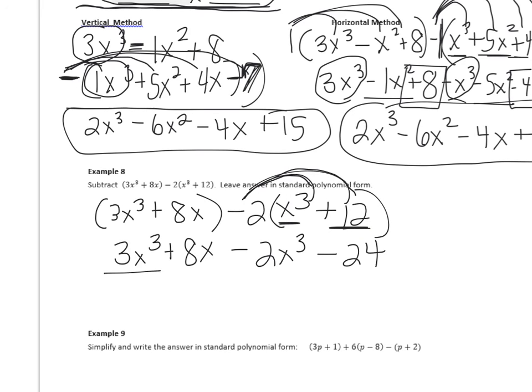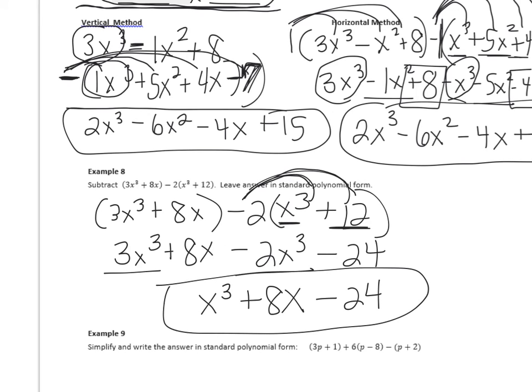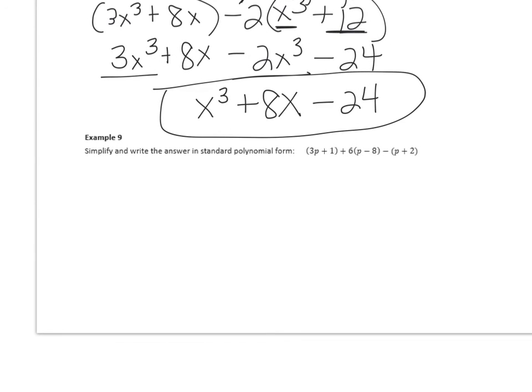Combining like terms, 3x to the third minus 2x to the third gives you 1x to the third. You have a positive 8x with nothing to combine that with. You have a constant of negative 24. That's your answer. All right, one more. Here we're not only adding, but we're subtracting. So let's write this down. This first one, nothing to distribute except a 1 in the front. Distributing by 1 won't change anything, so we're just going to drop those parentheses and write 3p plus 1.